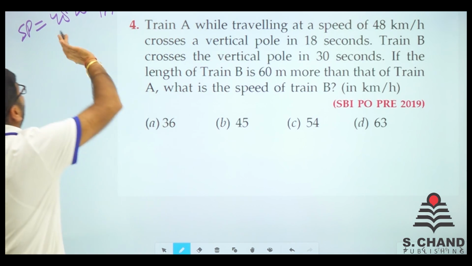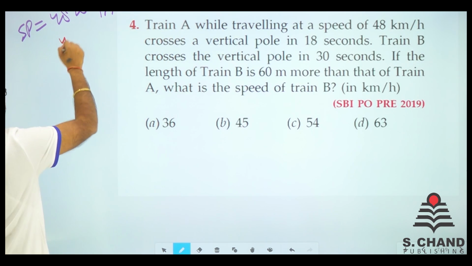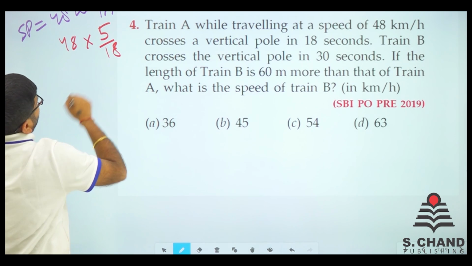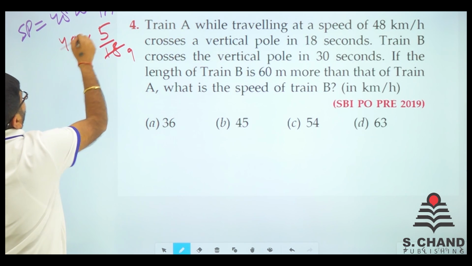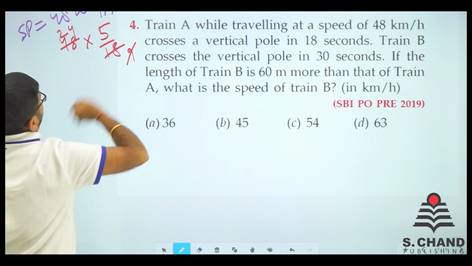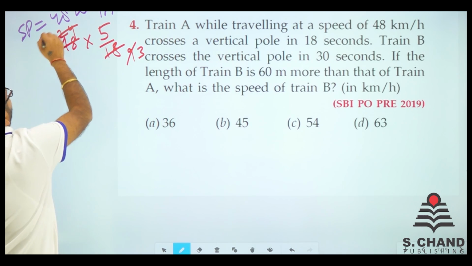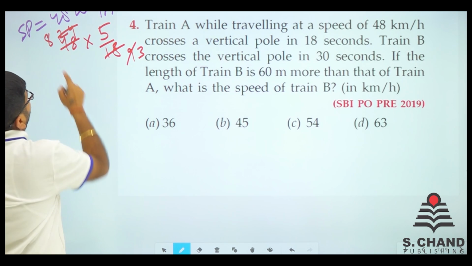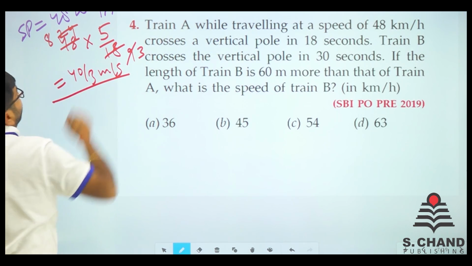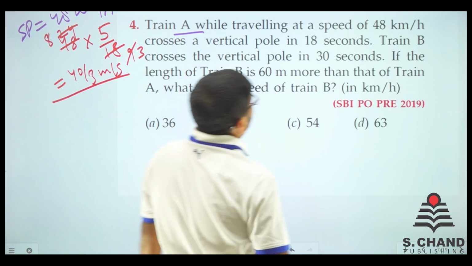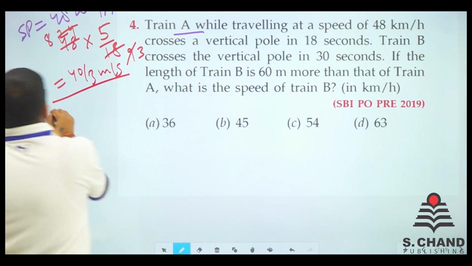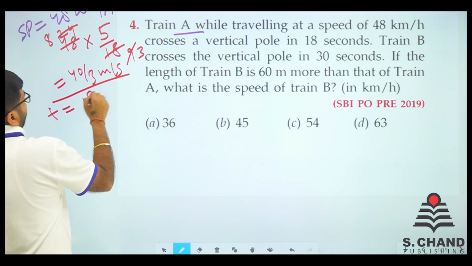So when converting kilometer per hour to meter per second, the smaller value, so 48 into 5 upon 18. So do one thing, it is 9, it is 48, that is 24, again 3 into 3 and 8 into 3, right? So we got 8 into 5, that is 40 by 3 meter per second. That is the speed of train A. And it takes vertical pole in 18 seconds. So time is given 18 seconds.